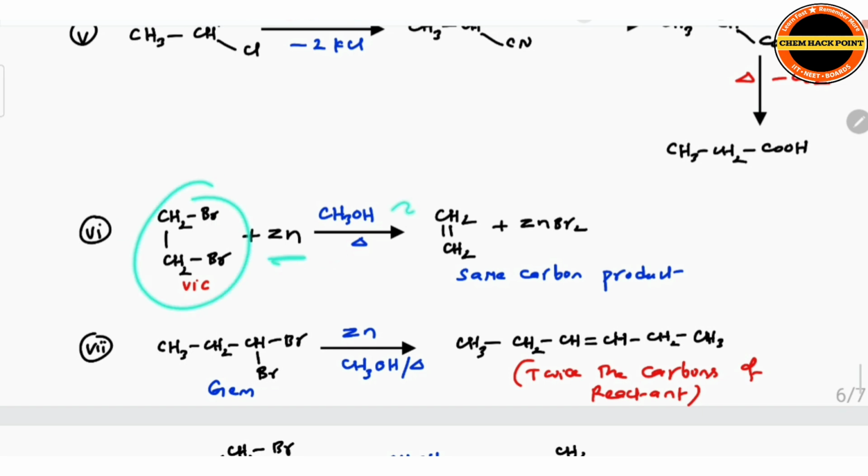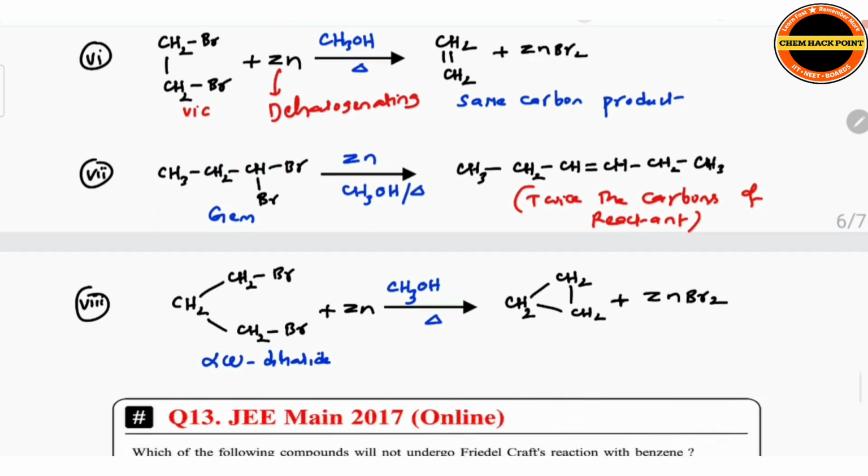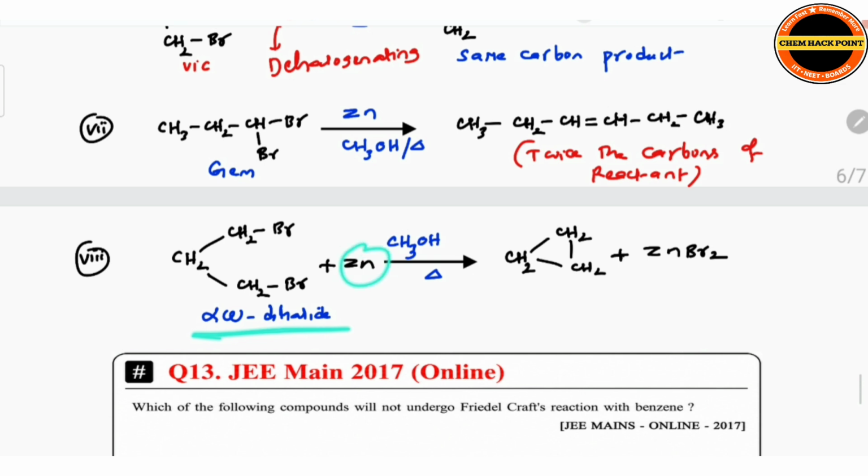Vicinal dihalide with zinc and alcohol, which is a dehalogenating agent. You specify here, dehalogenating agent, which removes halogen and forms an alkene with the same carbon skeleton. No change in number of carbon atoms. Geminal dihalide with zinc and methanol on heating gives twice the carbons of the reactant. Reactant having 3 or 4 carbons, you will get 6 or 8 carbons, meaning two such units merge to form the product. You have to remember. Alpha omega dihalide reacting with zinc forms a ring and zinc bromide. Removing halogens and ring formation is observed.